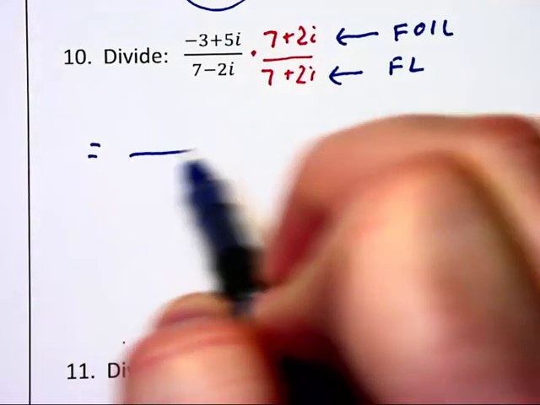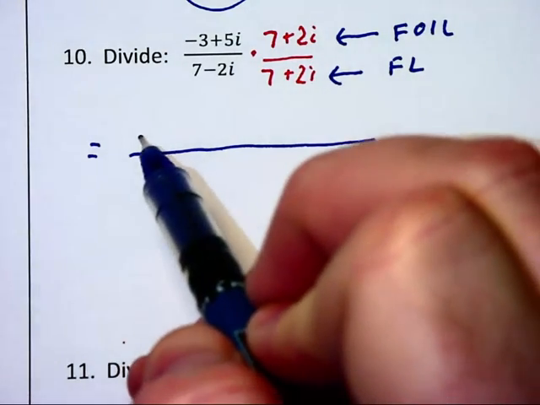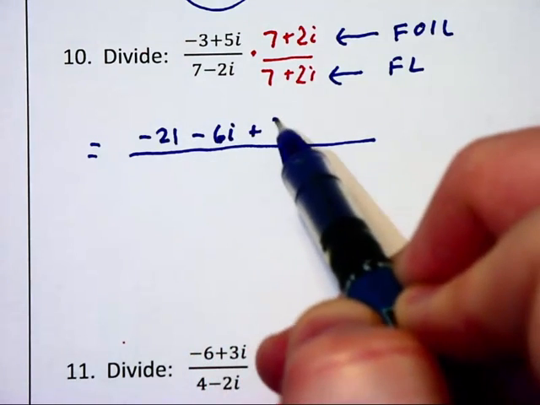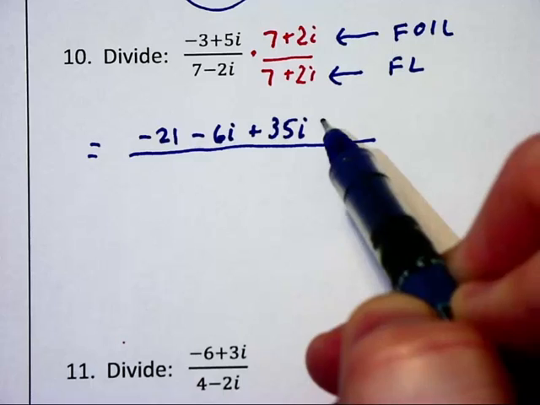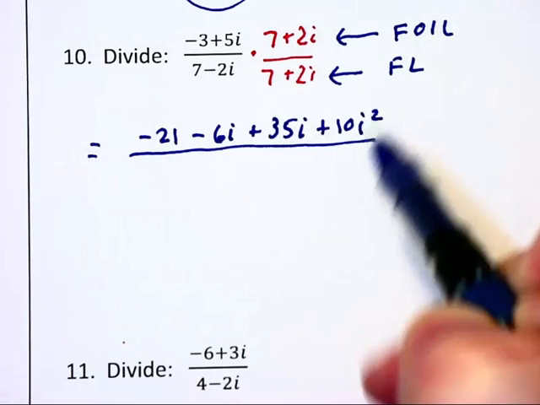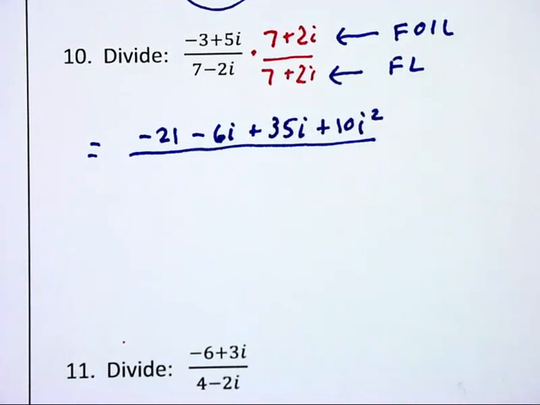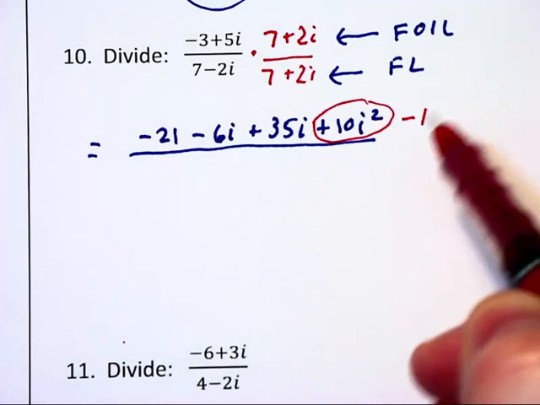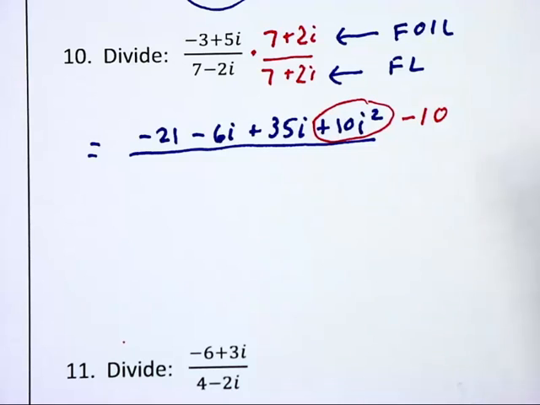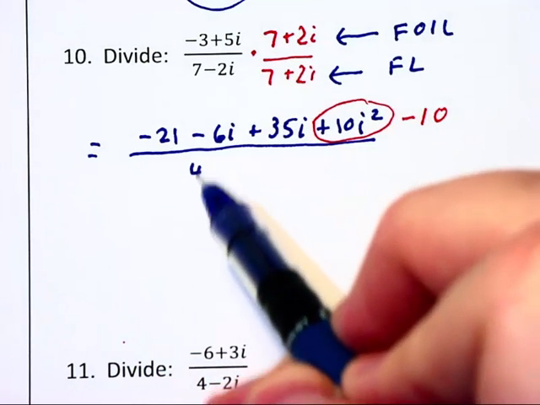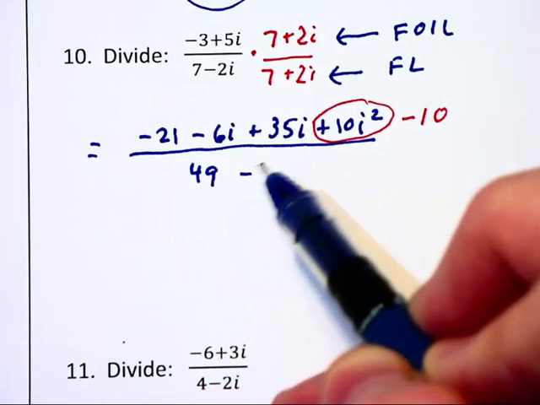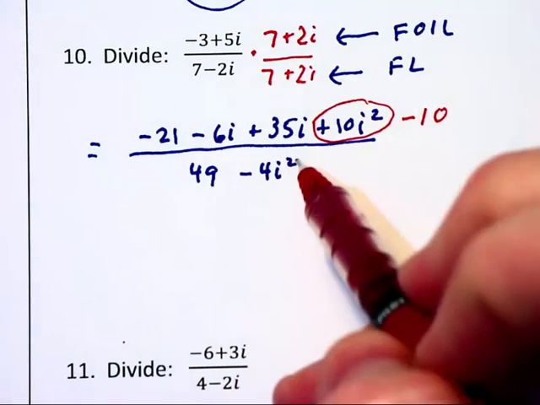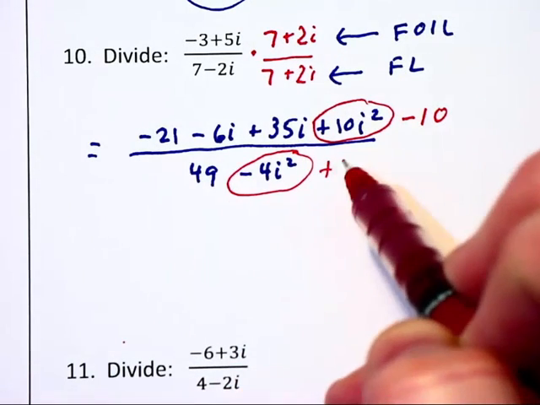So, let's start with our numerator. We're going to have negative 21 minus 6i plus 35i plus 10i squared. And we know that that 10i squared will be a 10 times negative 1 and really become a negative 10. And down below, 7 times 7 is 49. We will then have minus 4i squared, but that's negative 4 times negative 1, which makes that a plus 4.